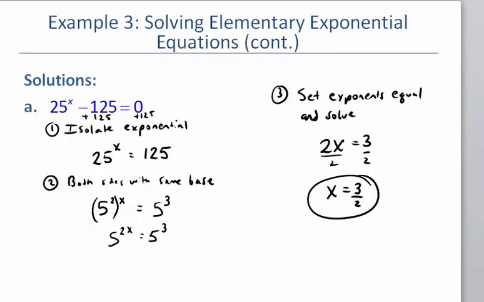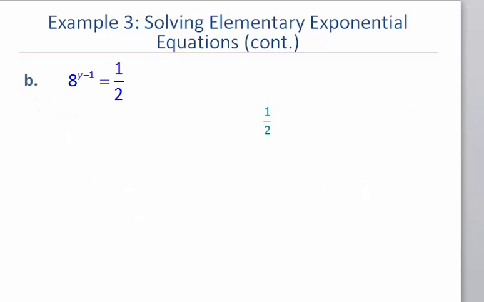All right, let's move on to part B. Part B, we have 8 to the y minus 1 equals 1/2. Step 1 is to isolate the exponential. That step is done. The 8 to the y minus 1 is by itself on one side of the equation. Step 2 is to write both sides with the same base. So 8 could be written as 2 to the third. And 1/2 could be written as 2 to the negative 1.